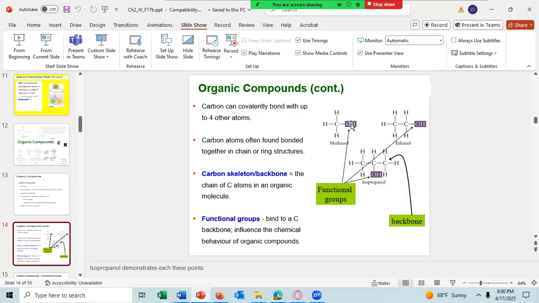For example, methane is a nonpolar molecule. It does not dissolve in water. Methanol, having the OH functional group, is a polar molecule. This part right here is polar, and methanol can dissolve in water. Any question about that? So the functional groups give the molecule additional properties and behaviors.